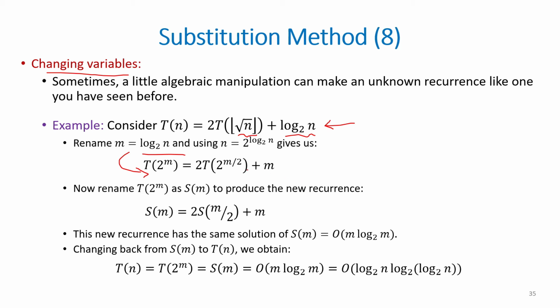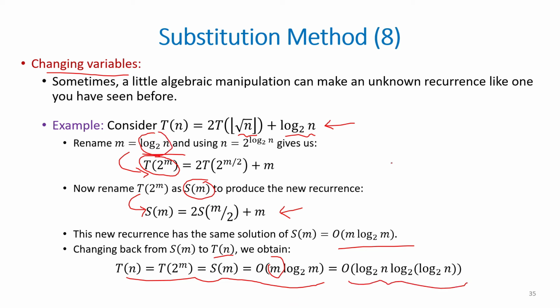Now we can further simplify this by replacing the term T of 2 to the power m with the new term S of m. Doing so would give us this equation. So this is something that we are all familiar with, and we know that the solution to recurrence equations of this form is actually O of m log m. Now what we have to do is change back the S of m notation to T of n. Doing so, we would arrive here, and we know that m is equal to log of n, and replacing it, we would actually get this. Therefore, the final solution to this recurrence equation would be as shown over here.